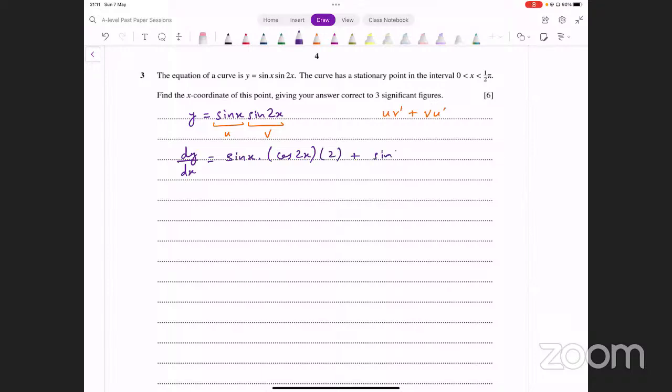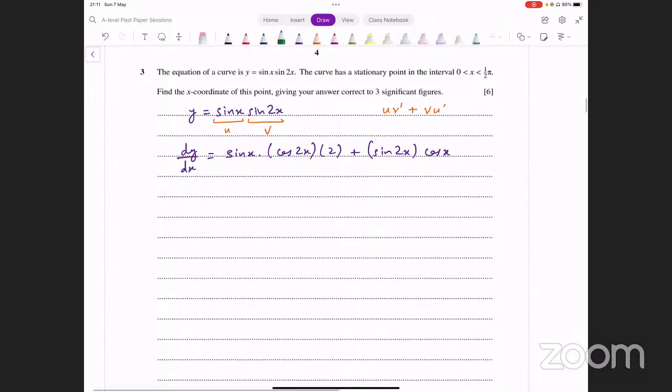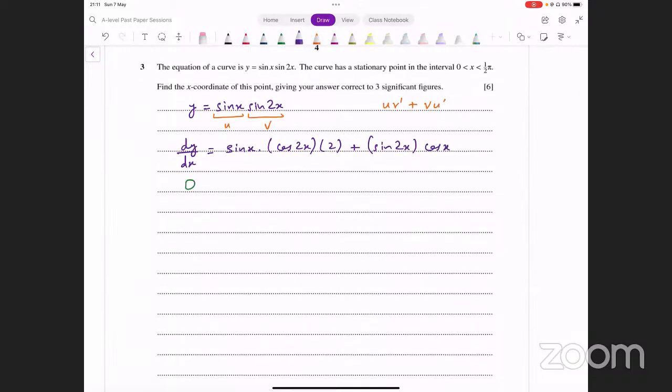Plus v as it is. That means sine 2x as it is. Into derivative of u, which is going to be cos x. Sine का derivative cos होता है, so that's cos x. Yeah, आपने differentiate कर लिया. Now, since you're looking for the stationary point, you put this equal to 0 now. It says 0 equals this whole thing. Now you simplify this and see what that gives you. 2 into sine x into cos 2x plus sine 2x into cos x.